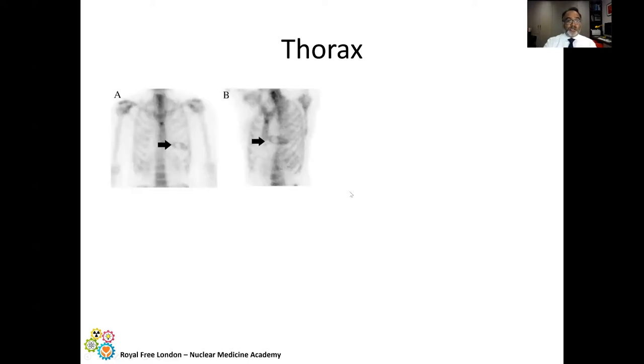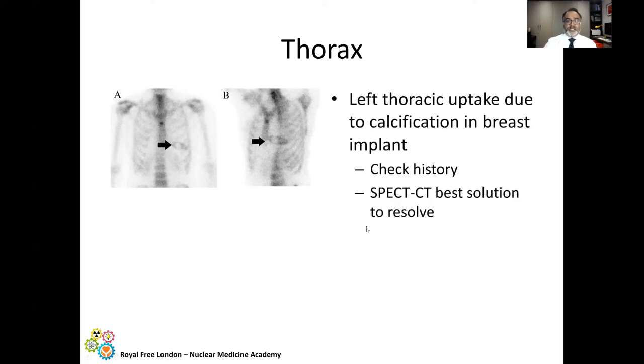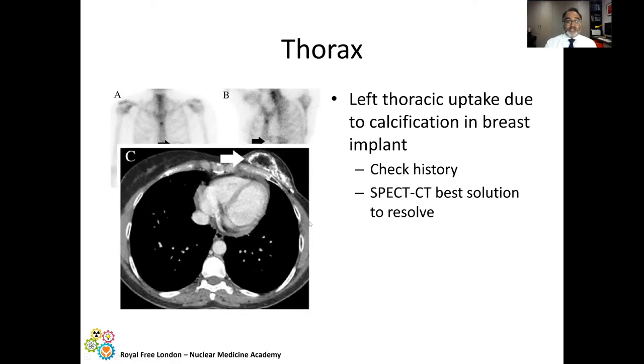This is a patient who's got an abnormal focus of uptake over the left anterior chest, and this turned out to be calcification in a breast implant. So again, if you're seeing any kind of abnormal chest activity, the thing to do is just to check with the patient for any history of surgery or any procedures. You might need to do a SPECT CT in this situation to differentiate if this is actually coming from the chest wall or soft tissues.